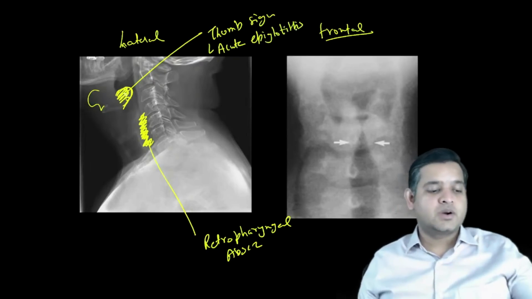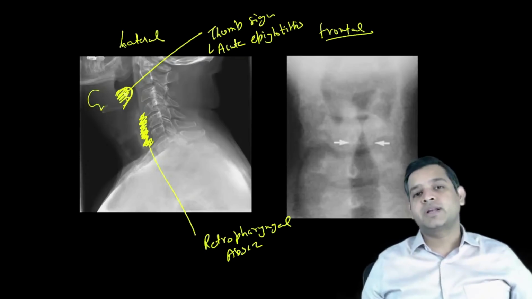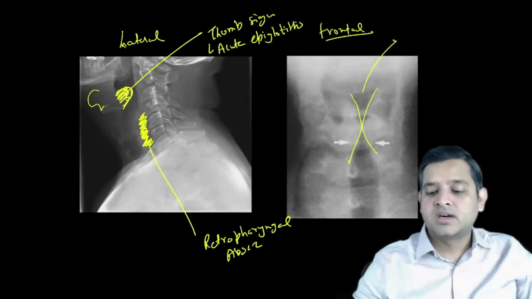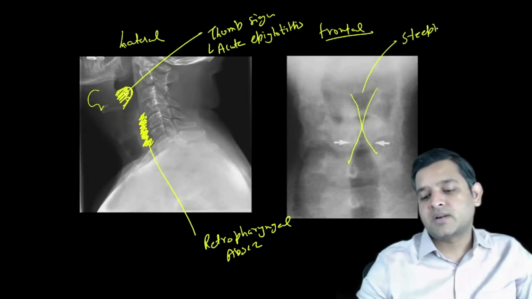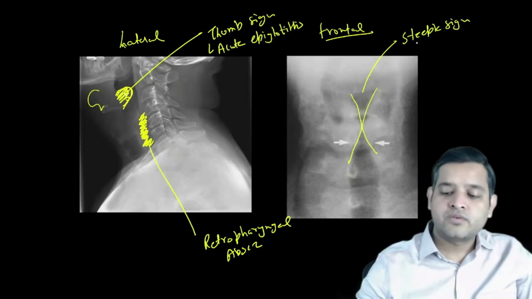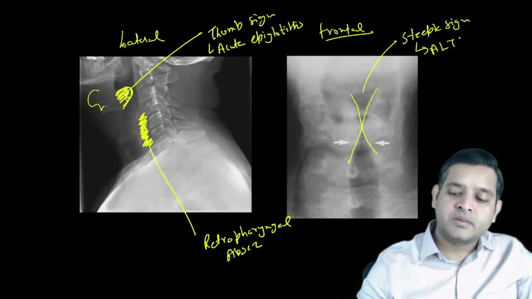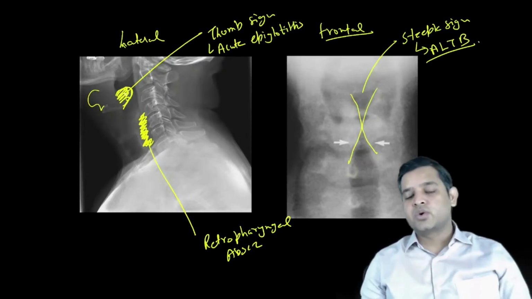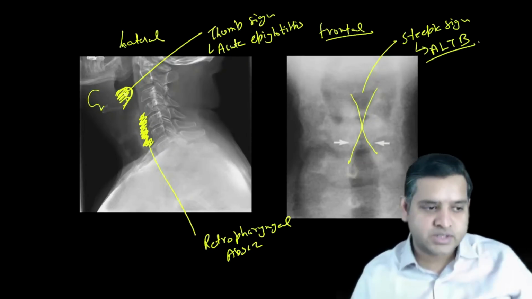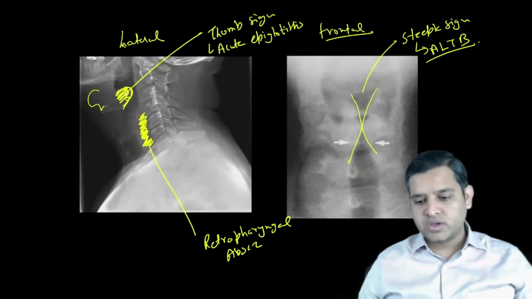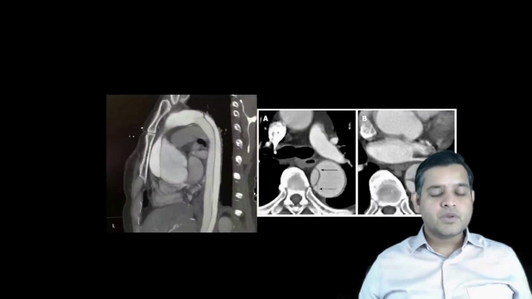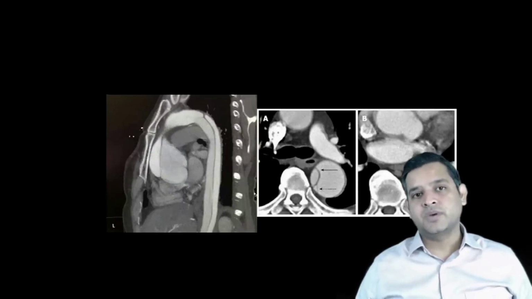A thumb sign of acute epiglottitis. Whereas what you see here is what is called a steeple sign of ALTB. Steeple sign of acute laryngotracheobronchitis. Very, very important that I want all of you to be aware of.